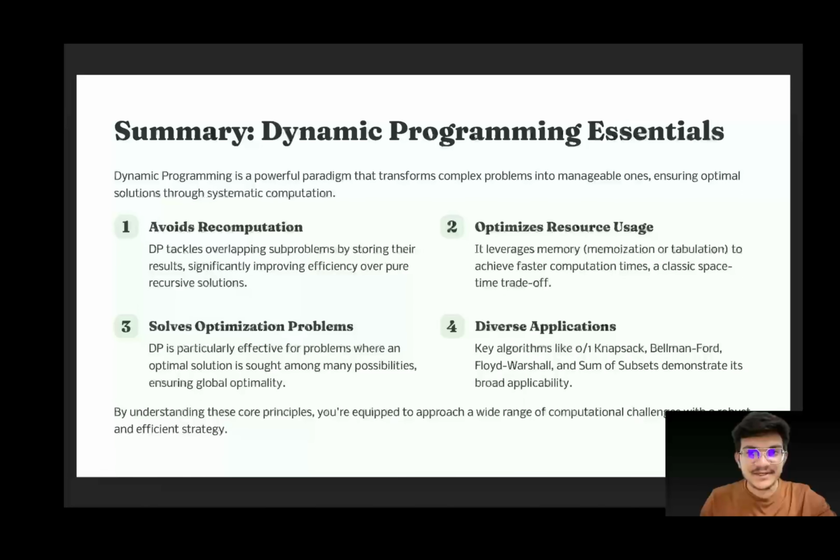The final summary of Unit 3 is: dynamic programming avoids recomputation by storing results. It optimizes resources using memory. It's mainly used for optimization problems and it is applied in many algorithms like Knapsack, Bellman-Ford, Floyd-Warshall and subset problems. Understanding dynamic programming helps us to solve complex problems efficiently.